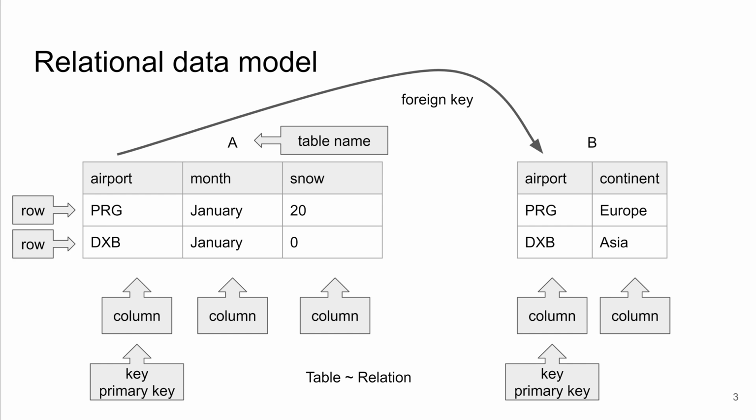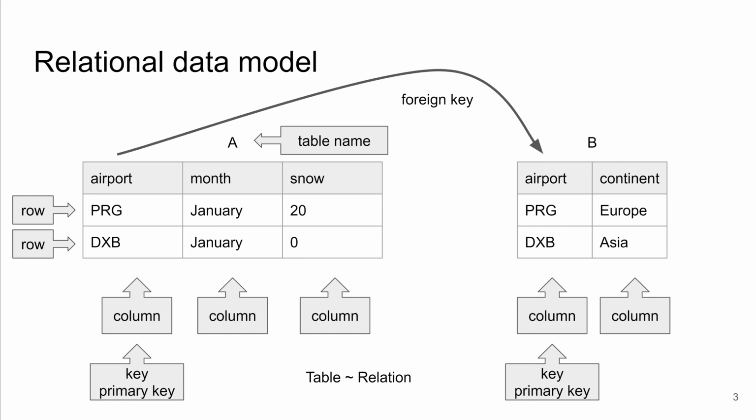So that's our relation A, where we have three columns, two rows. And relation B says that an airport is located in a continent, and here Prague is in Europe, Dubai is in Asia. And again, the data is shaped into columns and rows.